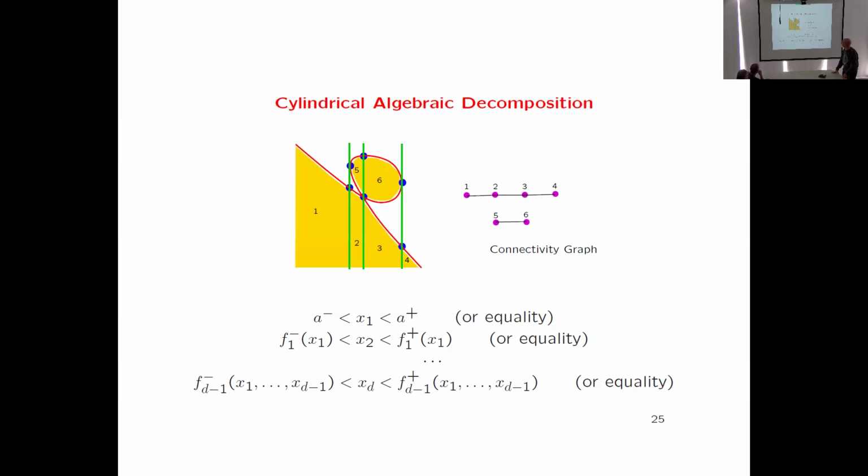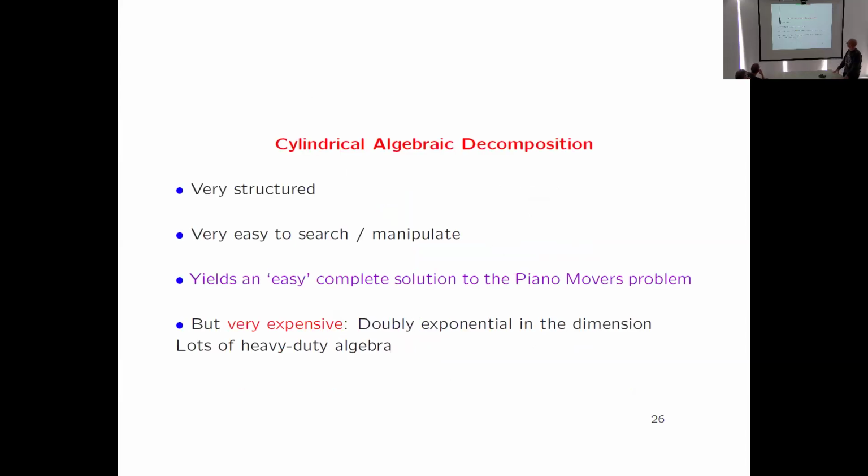Formally, every cell in the decomposition would look like x1 lies between two values, x2 lies between two functions of x1, and so on, and xt lies between two functions. So you can have equalities, and then you get lower dimensional cells. It's a very nice structure. First of all, it's very structured.